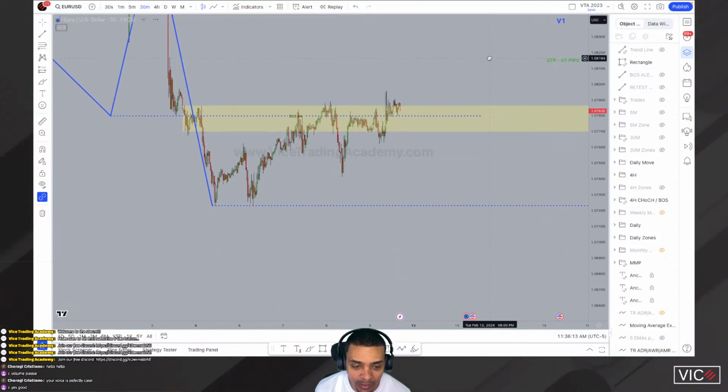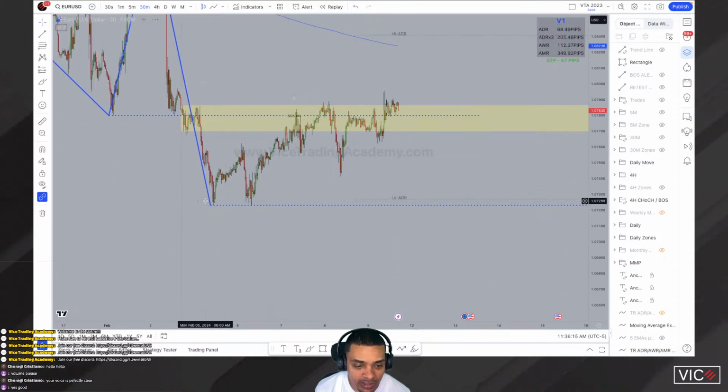Right? You can see this pullback is creating what? Retest of the low, higher high, right? Higher low, higher high, lower low. We could say lower high, higher low, higher high. What just happened?